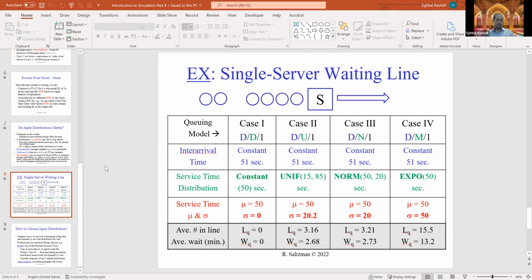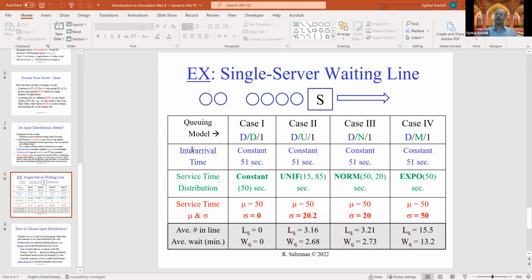So let's talk about an example here to see whether the type of distribution would have an impact or not. So imagine a queue, a service queue, for example, a coffee shop that has one server. So that's called a single server waiting line. We are considering here a couple of different scenarios, 4 different scenarios.